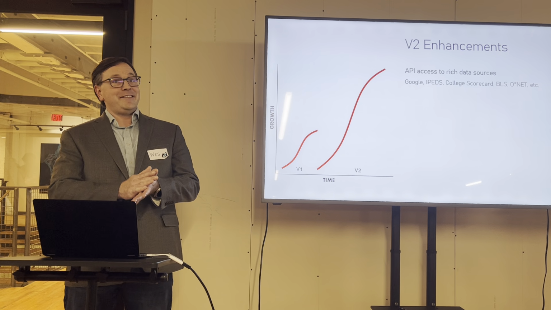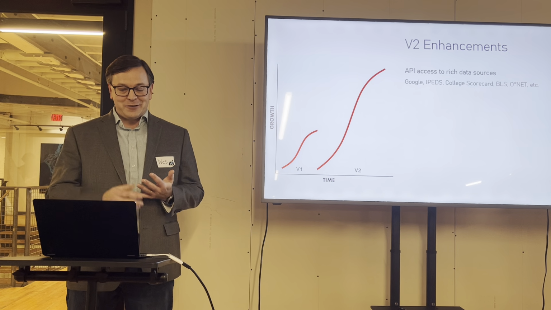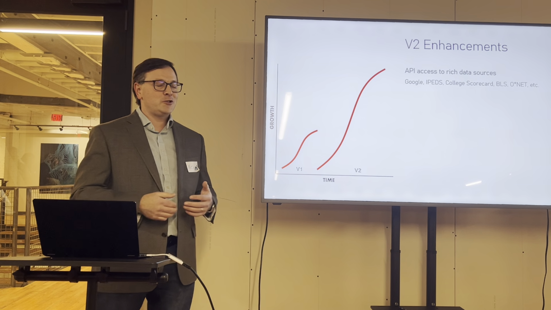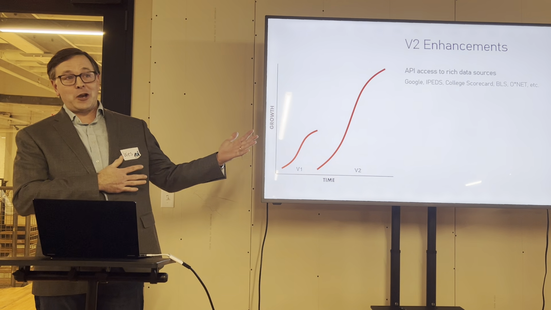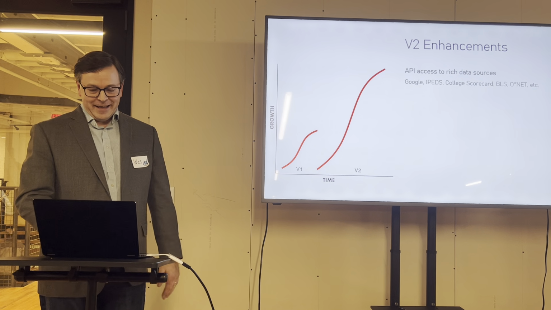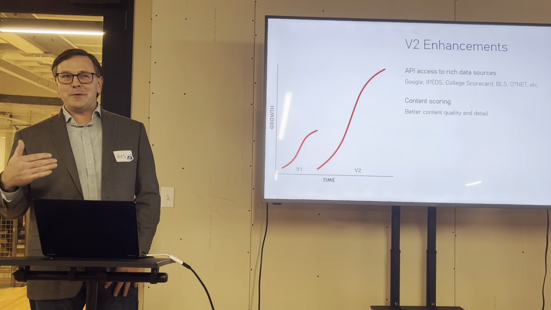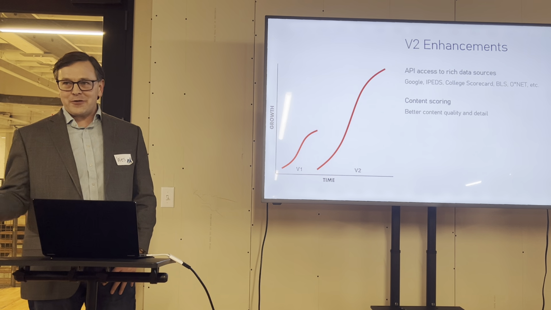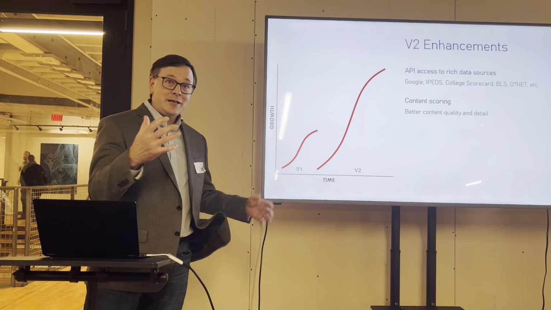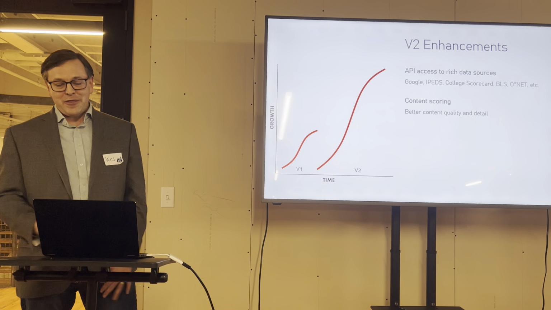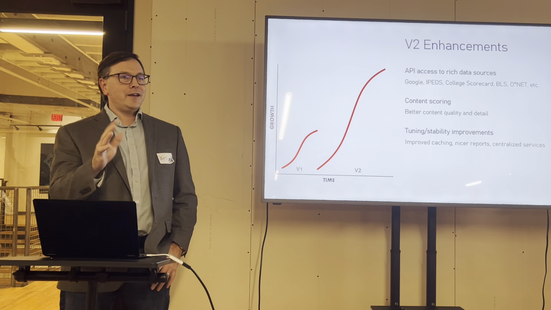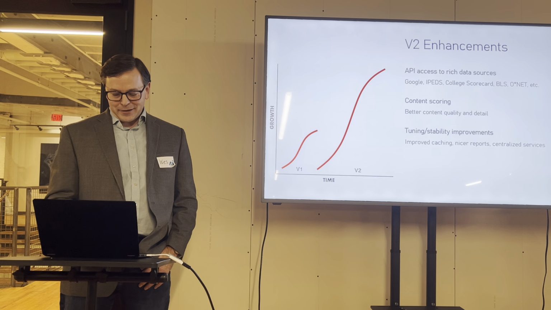Now this time I decided I'm going to set up proper API access to Google, Bureau of Labor Statistics, College Scorecard, IPEDS, all the stuff I had ignored in the first rough cut. I decided I would add content scoring, so try to score the pages to make sure that it was highly relevant before I bothered to scrape them, click several layers deep, aggregate more data, grab it, and then run it through AI. And tuning and stability improvements, just things to make it run a little better.